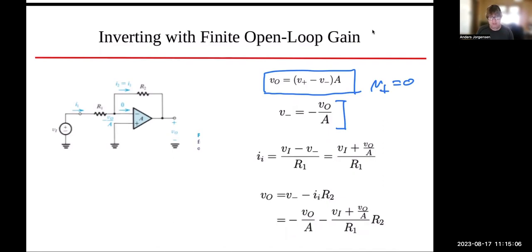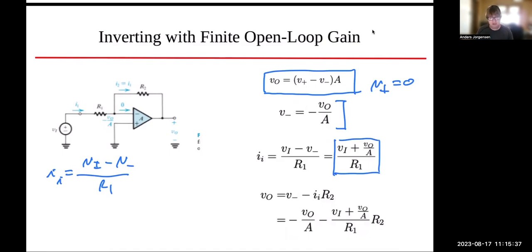Then we can compute the input current, right? And I have that here. I can write it again. I1 is equal to VI minus V minus divided by R1, right? The voltage drop across that resistor R1 divided by its value, that's the current, okay? And that ends up looking like this here. Minus V minus is VO over A.